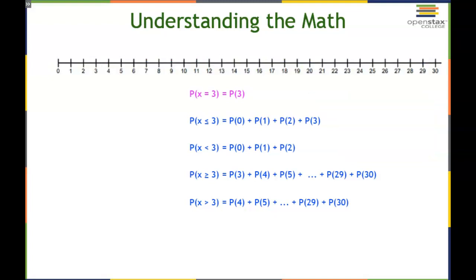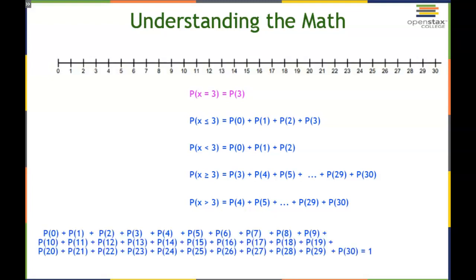Now here's the good thing. If we were to add up every single probability on our number line, probability of 0 plus probability of 1 plus probability of 2, all the way through probability of 28 plus probability of 29 plus probability of 30, we know that when we add up all of our probabilities for a particular situation, it will add to 1.